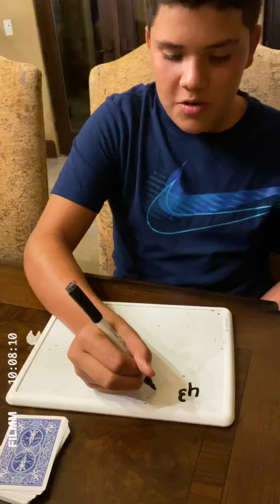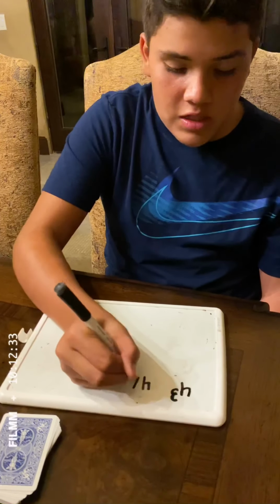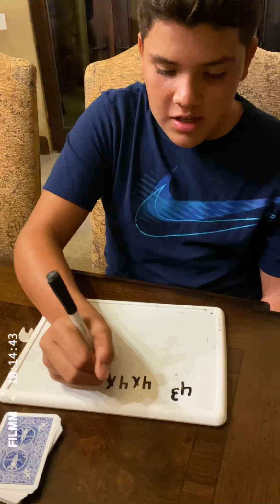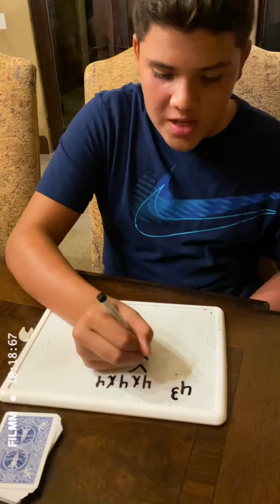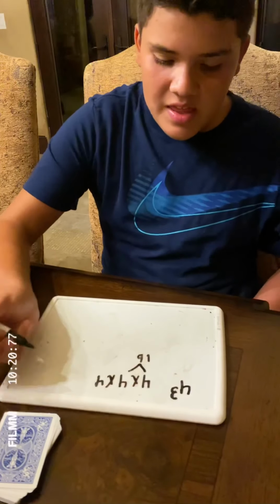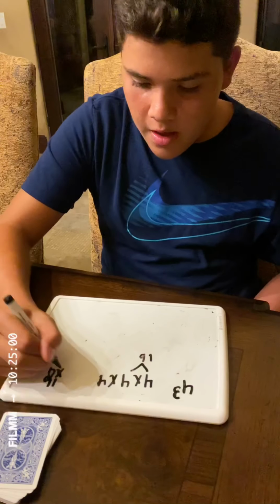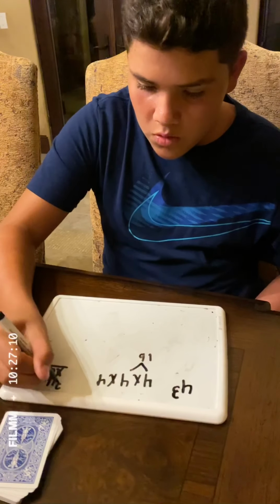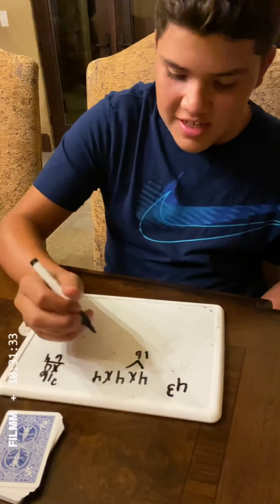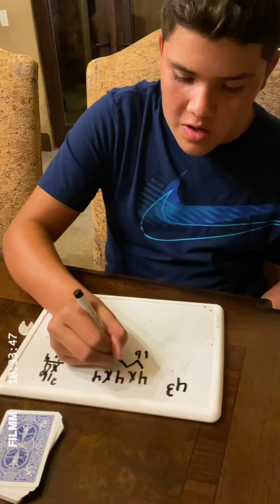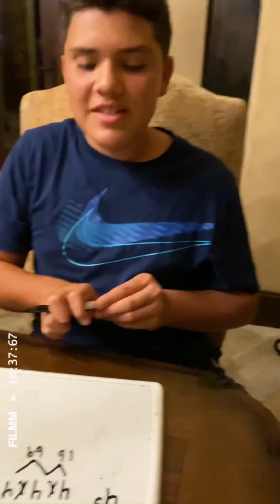So I'm writing it the long way, which is 4 times 4 times 4. Okay, so 4 times 4 equals 16. And then 16 times 4 equals 64. So this equals 64. Which is your answer? 64.